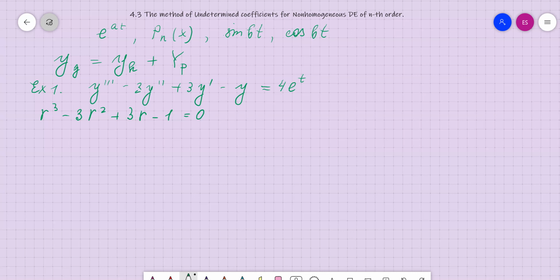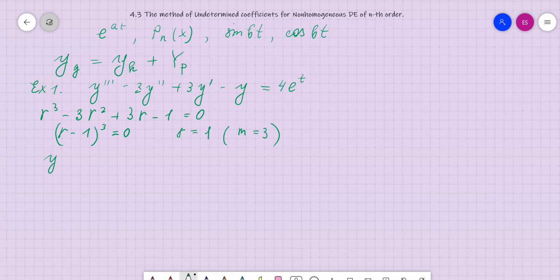Well, you probably recognize a perfect cube here. It means that we are going to have (r minus 1) cubed equals 0. Well, just imagine r cubed, then minus 3r squared, then plus 3r, first power of r, and minus 1. Well, again, remember Pascal's triangle and the coefficients are 1, 3, 3, 1, right? So what we have here is one root, r equals 1. Multiplicity is 3.